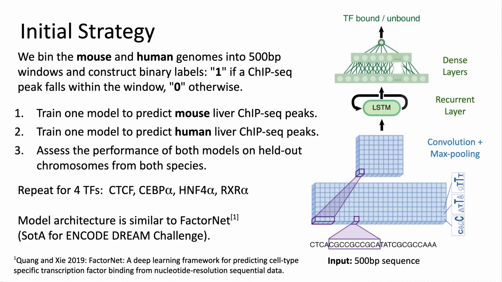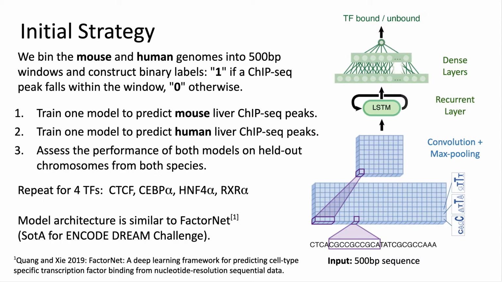Our initial strategy was that we binned the mouse and human genomes into 500 base pair windows, and we labeled every window with a 1 if a ChIP-seq peak fell within it and a 0 otherwise. We trained one model on mouse liver ChIP-seq peaks and one model on human liver ChIP-seq peaks, and then we assessed the performance of those models on held-out data from both the training species and the cross species.